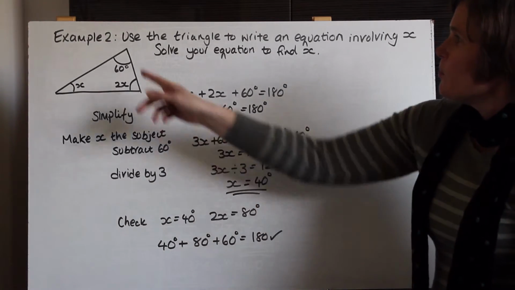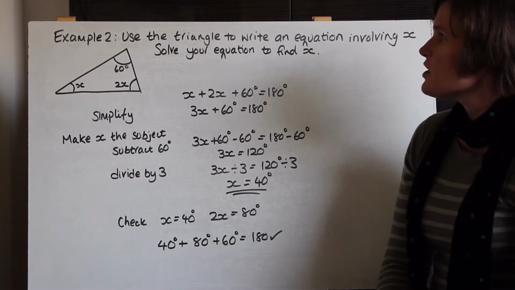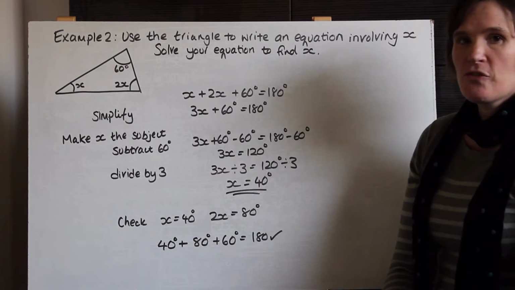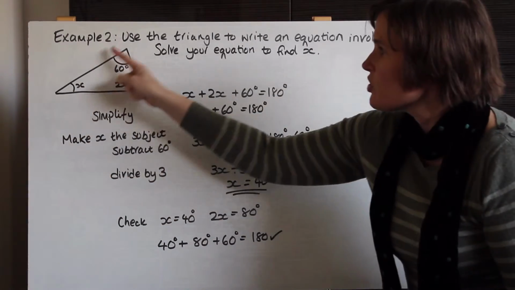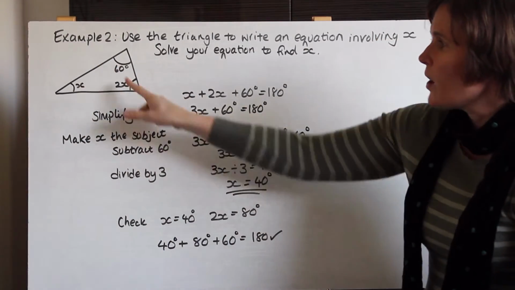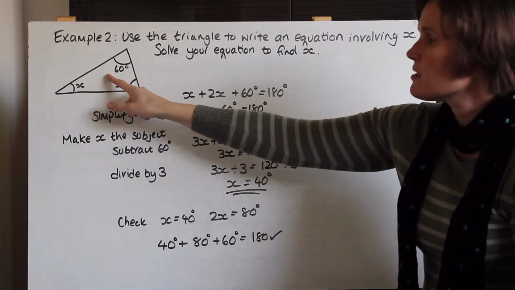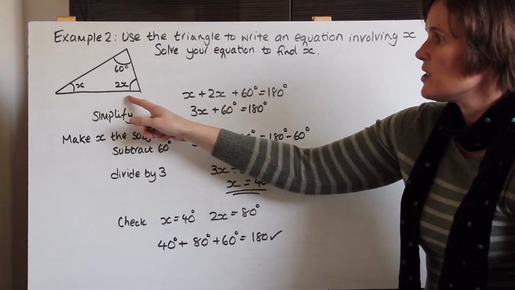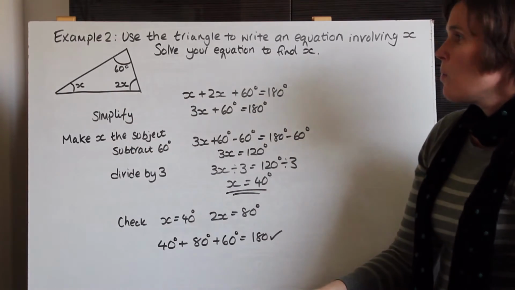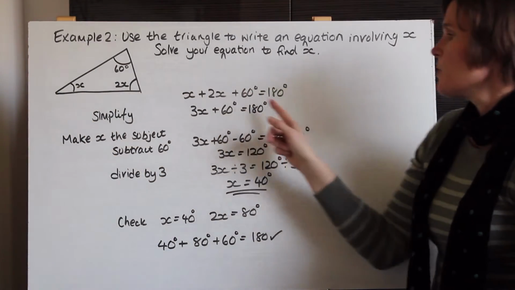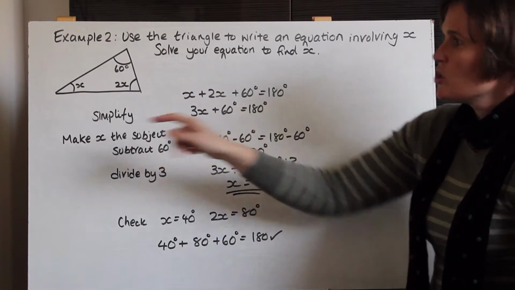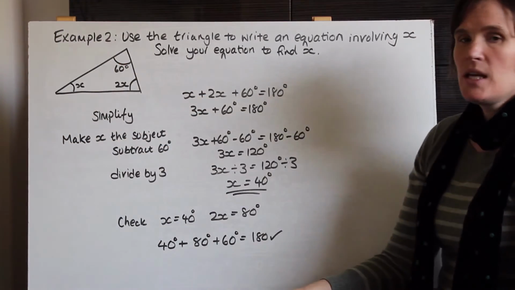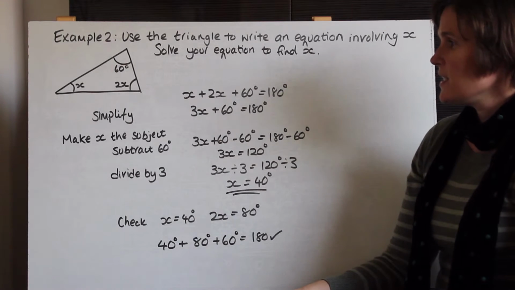In this example, we're asked to use the triangle to write an equation involving x. Then solve your equation to find x. So we have a triangle that has one angle is 60 degrees, one angle is x degrees, and the other angle is 2x degrees. Well, we know that the angles in a triangle add up to 180. So x plus 2x plus 60 is going to equal 180.